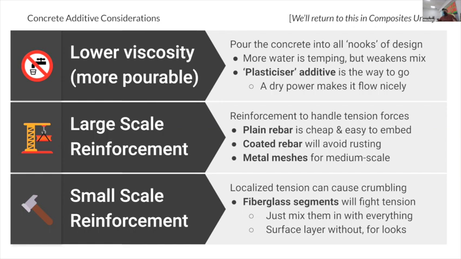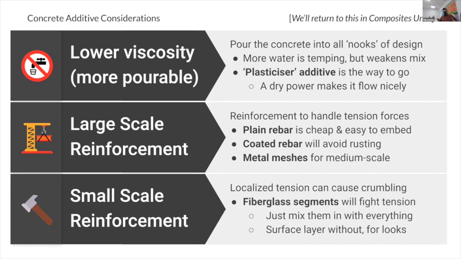Coated rebar will avoid rusting a little longer. There are metal meshes you can buy that work pretty well. There are all sorts of ways to reinforce concrete with metal inclusions, and metal works nicely because it's so good against tension. If you want smaller reinforcement, there are fiberglass segments. Now that it's become more popular, they even sell bags of concrete with fiberglass pre-mixed in, so when you mix it up, it's already in there.